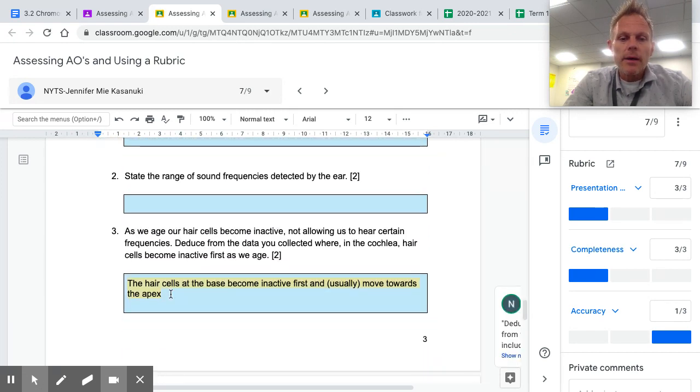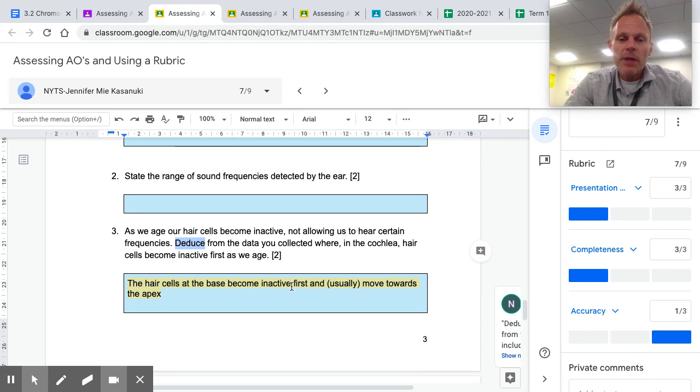Let's look at question number 3 here. Question number 3 says, as we age, our hair cells become inactive, not allowing us to hear certain frequencies. Deduce, okay, that is a command term. So it's very important that we use this the correct way from the data you collected in the cochlea when hair cells become inactive as we age. Like where first do they become inactive? The other thing to pay attention to, remember, is the point value of the question. So this has a 2-point value, so we need to create 2 ideas. Let's look at that first.